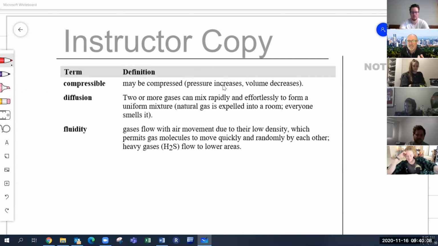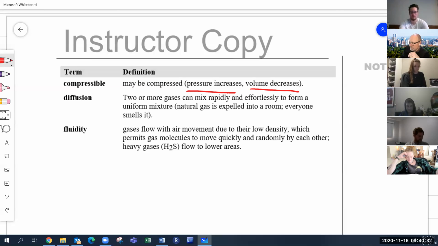They may be compressed. Now, pressure increases, volume decreases. You see this dichotomy here, this difference. Pressure increases, volume decreases. So as you increase the pressure, you can get that gas into a smaller container, is what it's saying. Okay, that's what that means.